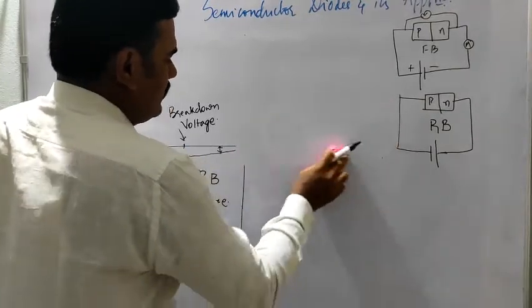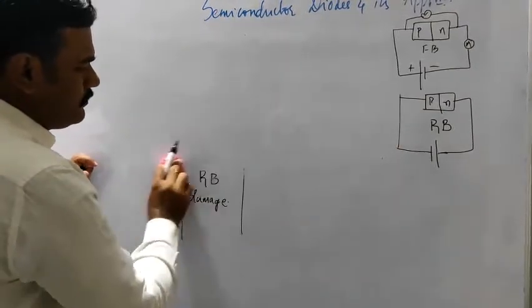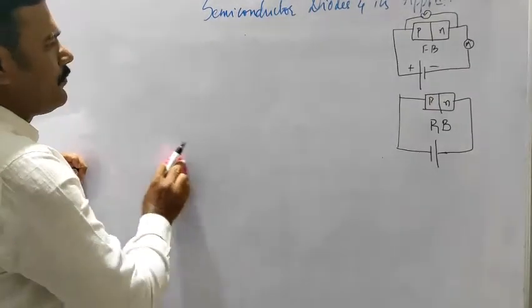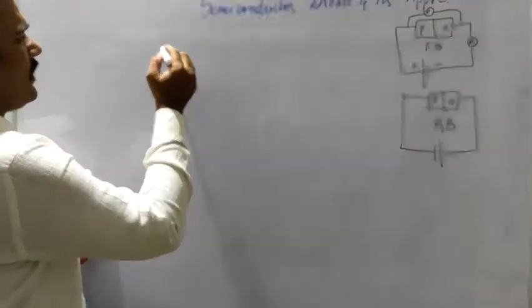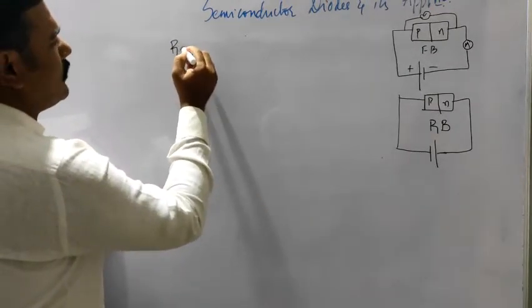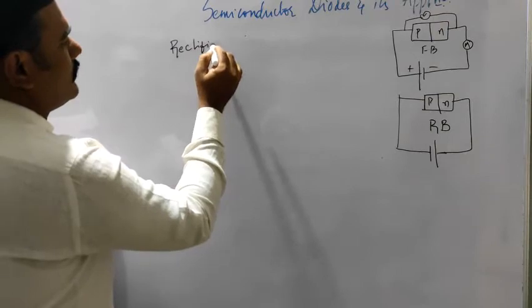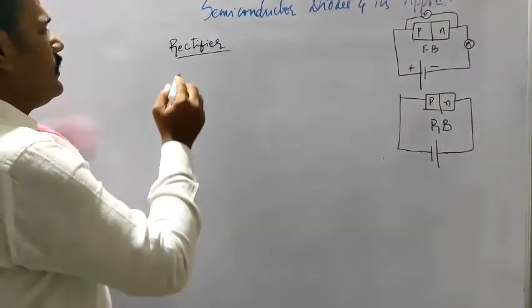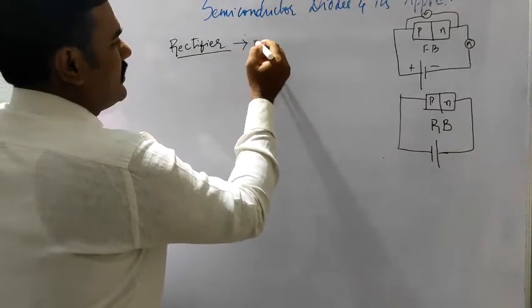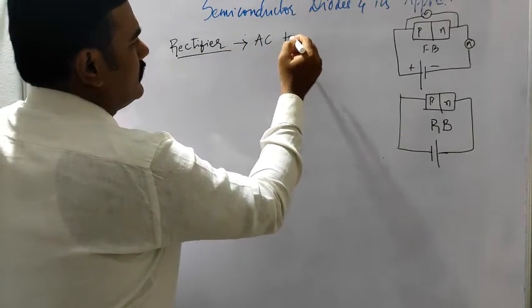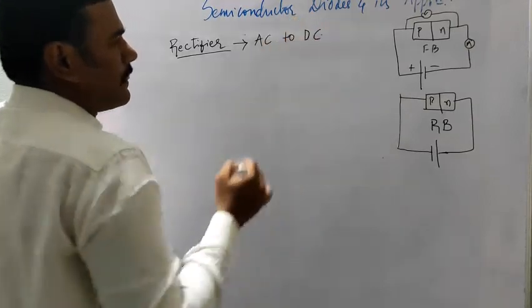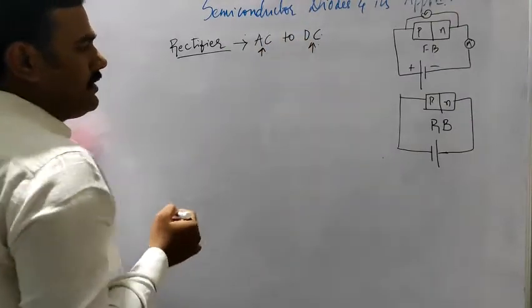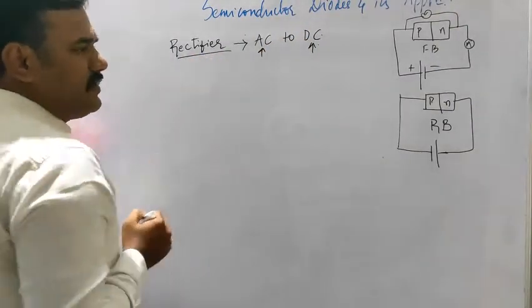Now if we see the applications of diode, what might be the applications of diode? The applications of diode are, it is used in one of the very important topics called rectifier. A rectifier is a device which converts AC to DC, alternating current to direct current. Okay, so in this particular circuit we use the diode.